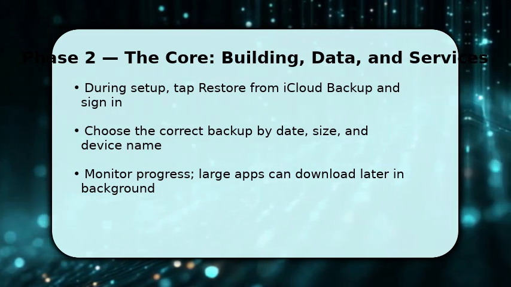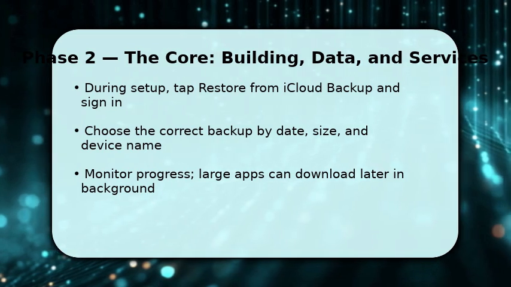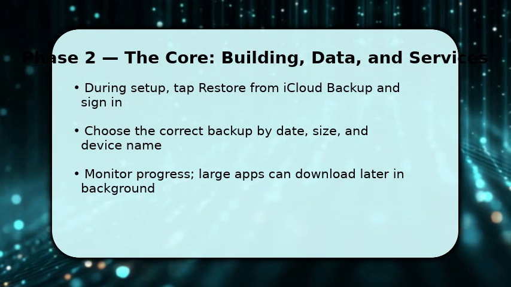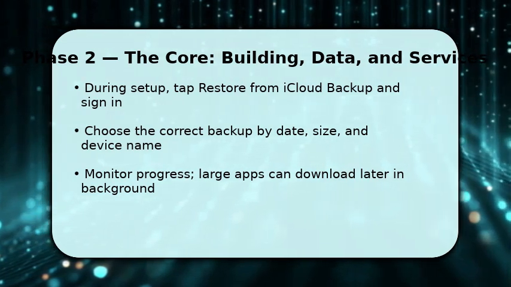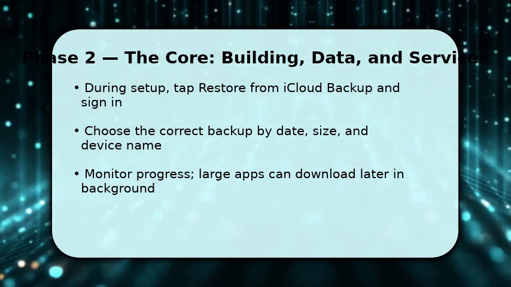The iPhone downloads the core system and iCloud data first, then apps and media afterward. This is why the home screen appears before everything is finished. Make sure you stay on Wi-Fi until the progress bar reaches 100% to avoid interruptions.